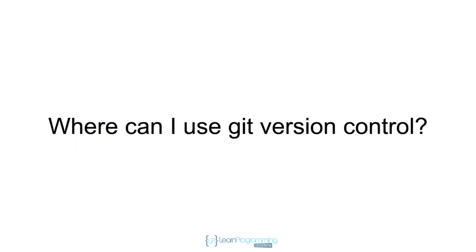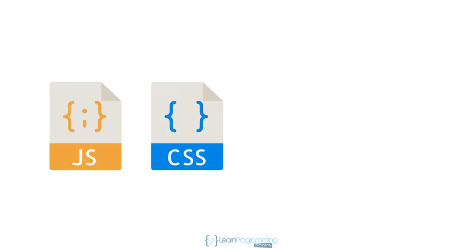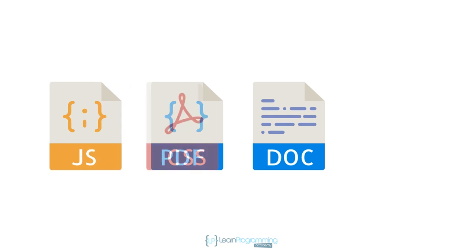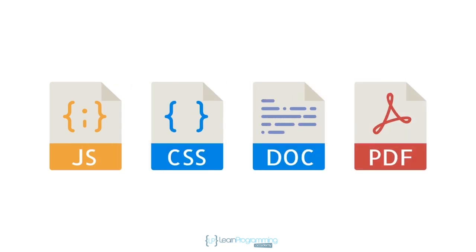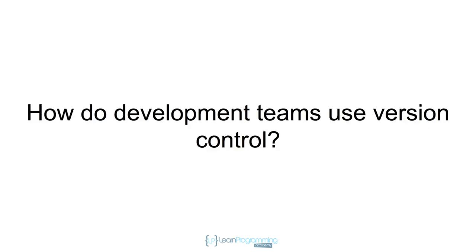But in case you don't, let's also talk about where you can use Git version control, and the answer is pretty much everywhere. You can use it with code, with JavaScript, CSS, C#, XAML, Objective-C, Java, whatever code file that you can imagine, but you could also use it with pretty much everything else, like a Word document or a PDF document. There really is no limit to what you can track with Git. Pretty much any type of file that you can imagine, you can track the changes made on that file through Git.